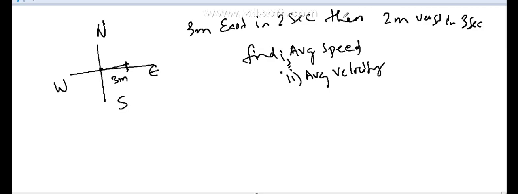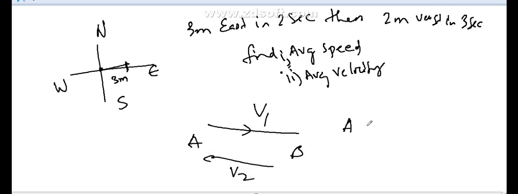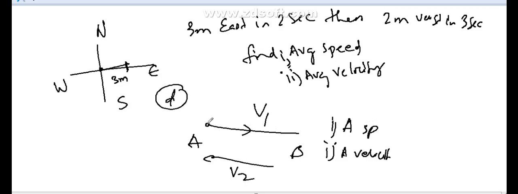Okay. So next question is, a man goes from A to B at V1 speed and returns from B to A at V2 speed. What is average speed and average velocity? You can take distance as D. Distance A to B is D.